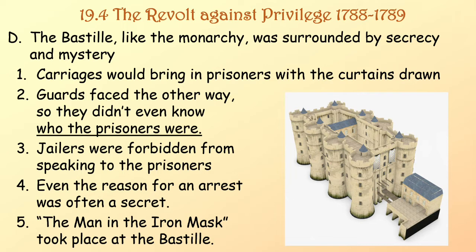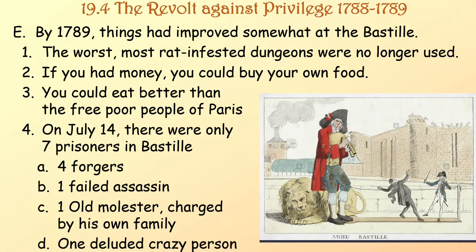The Bastille, like the monarchy, was surrounded by secrecy and mystery. Carriages would bring in prisoners with the curtains down. Guards faced the other way so they didn't even know who the prisoners were. Jailers were forbidden from speaking to the prisoners. And even the reason for an arrest was often a secret. The Man in the Iron Mask took place at the Bastille, if you know that story.